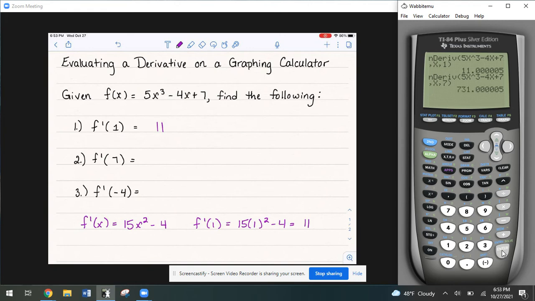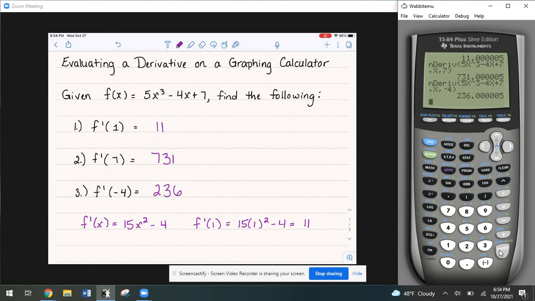We can assume that that's going to come out to 731. All right. If I recall again and edit what I had, type in a negative 4, so negative and then the 4, close the parentheses and hit enter, I'm going to get approximately 236.